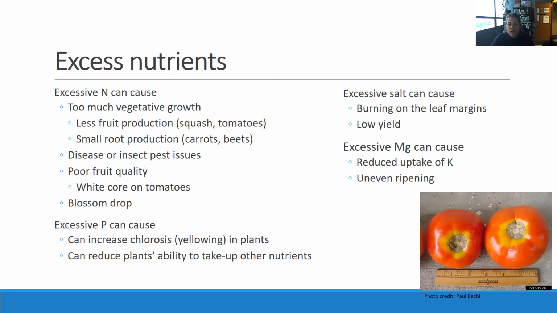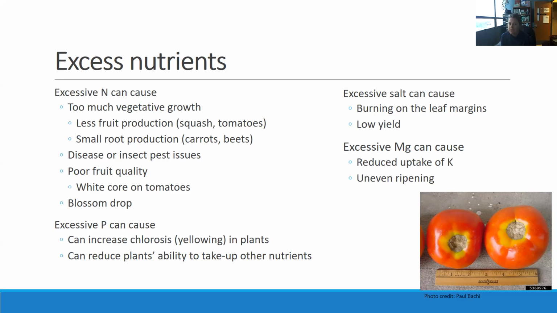So excessive nutrients, right? Okay, we talked about deficiencies. Now let's talk about excess. Excessive nitrogen can cause too much vegetative growth, right? Less fruit production, small root production, disease or insect pest issues because there's just so much vegetative growth. There's less air ventilation, there's less movement there. Plants are touching each other, so they're swapping diseases, pests jump from one to the other.